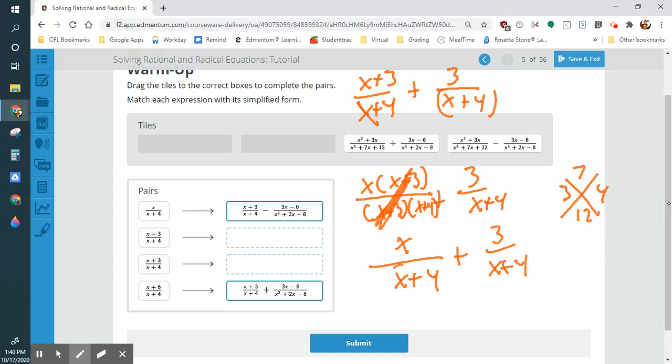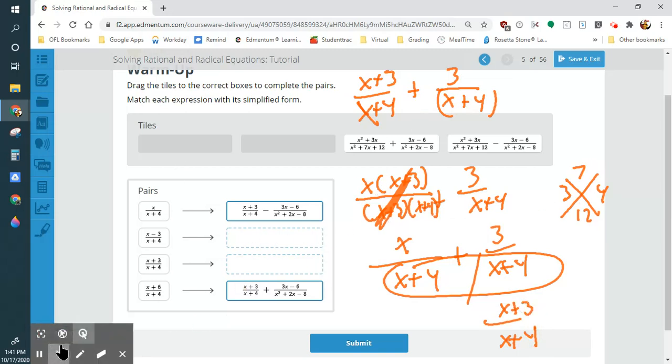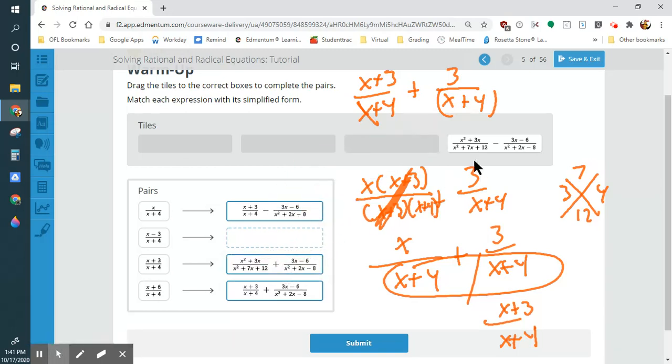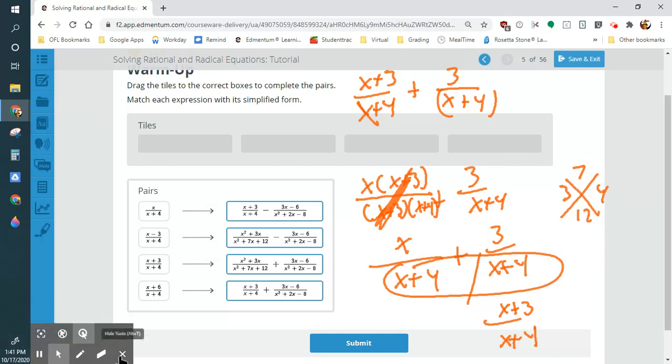And because the denominators are the same, because they're equal to each other, that means that we're just going to be left with this x plus 4 and this x plus 3 on the top. So that means this one goes here, and by default we're going to have this one there. And the reason why it's by default is, see this negative, instead of a plus 3, it's going to be a minus 3. So that's where we get this. So there's a little bit of a review for you guys, and how to use the x method.